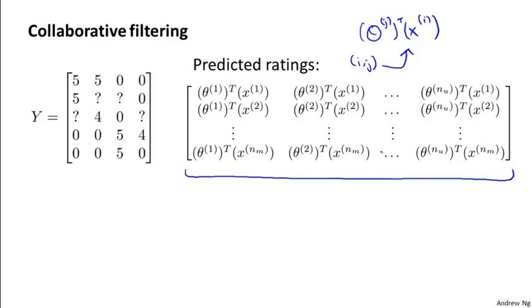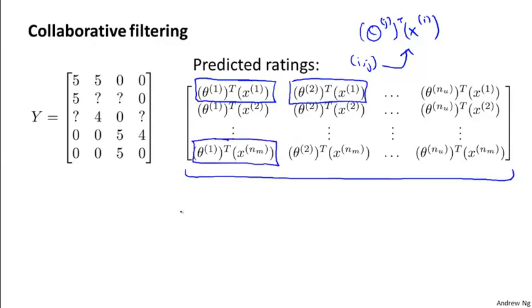And so this is a matrix where the first element, the 1 1 element, is the predicted rating of user 1 on movie 1, and the 1 2 element is the predicted rating of user 2 on movie 1, and so on. And this is the predicted rating of user 1 on the last movie. If you want, this rating is what we would have predicted for this value, and this rating is what we would have predicted for that value, and so on.